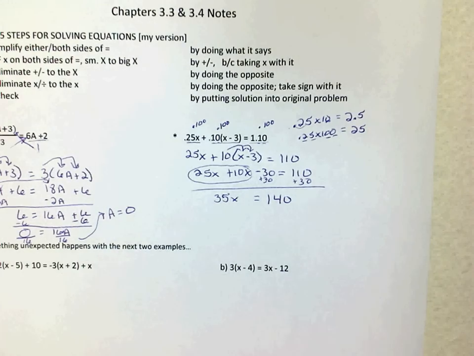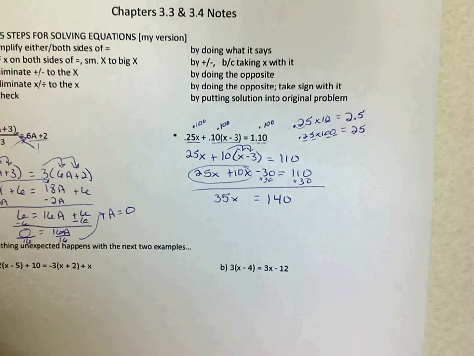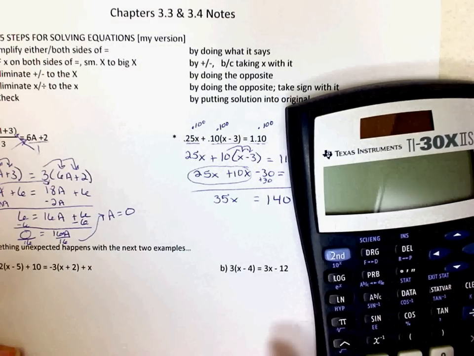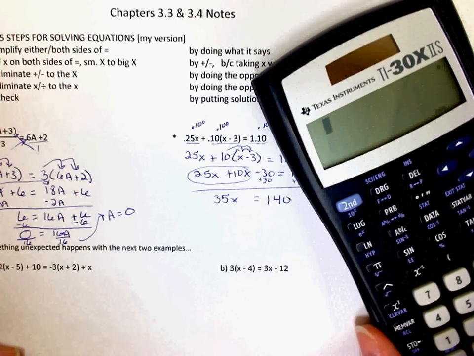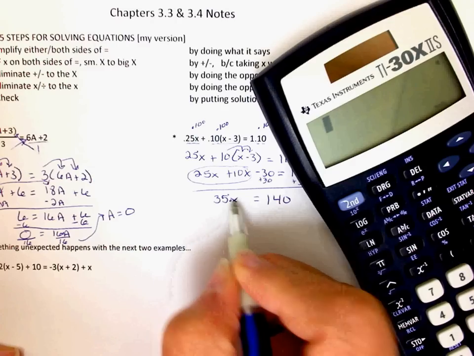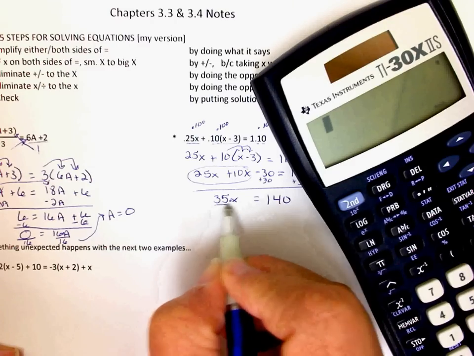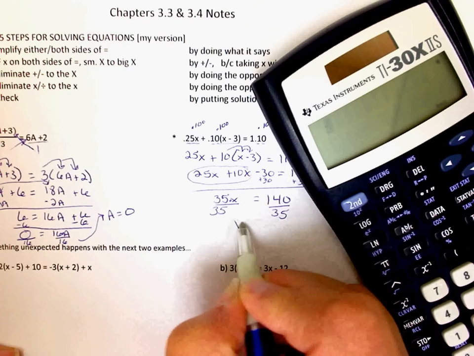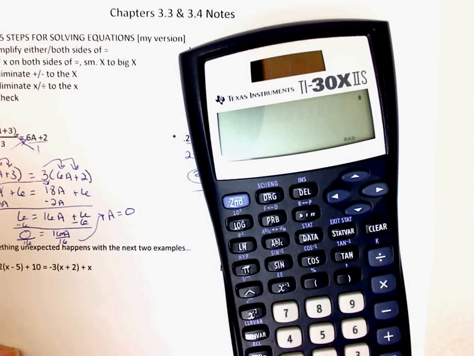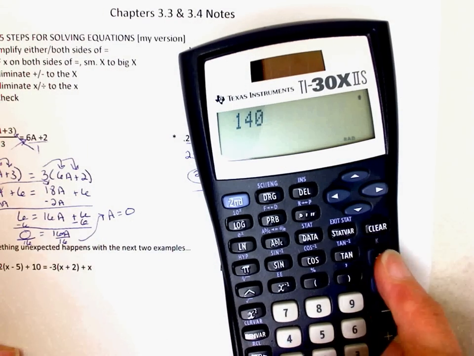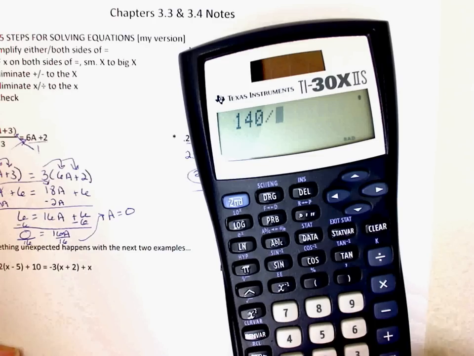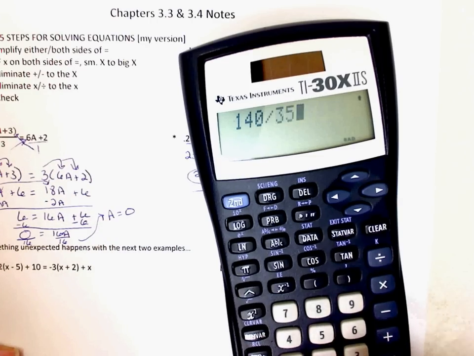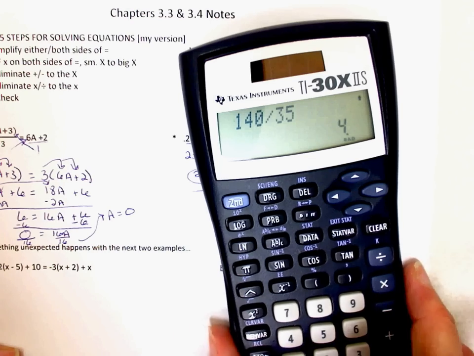Now, since you are in chapter 3, I'm going to cheat a little bit because we're allowed to use the calculator at this point. So I'm going to turn it on. 35 is multiplied to x, so the opposite of multiplying is to divide, and x equals, now on my calculator I'm going to take 140 divided by 35, and that gives me 4.